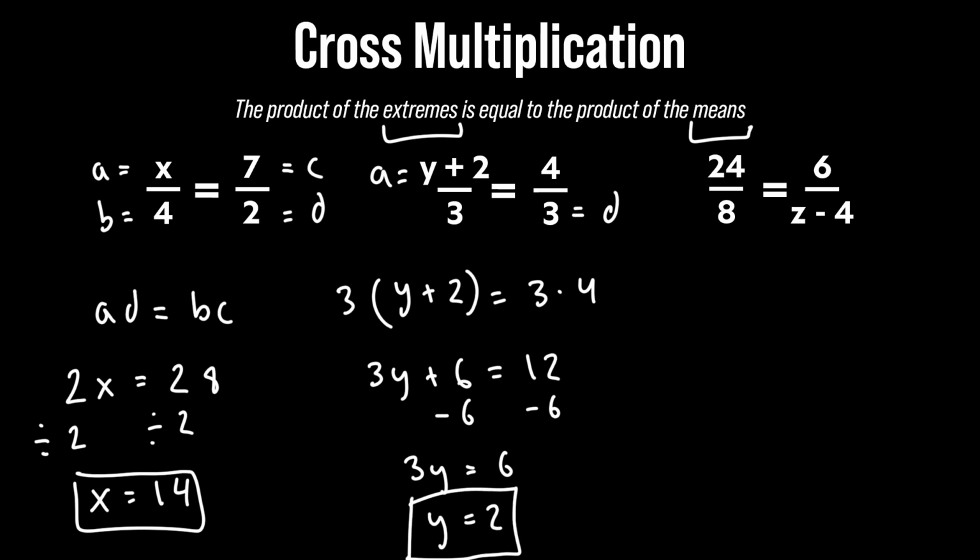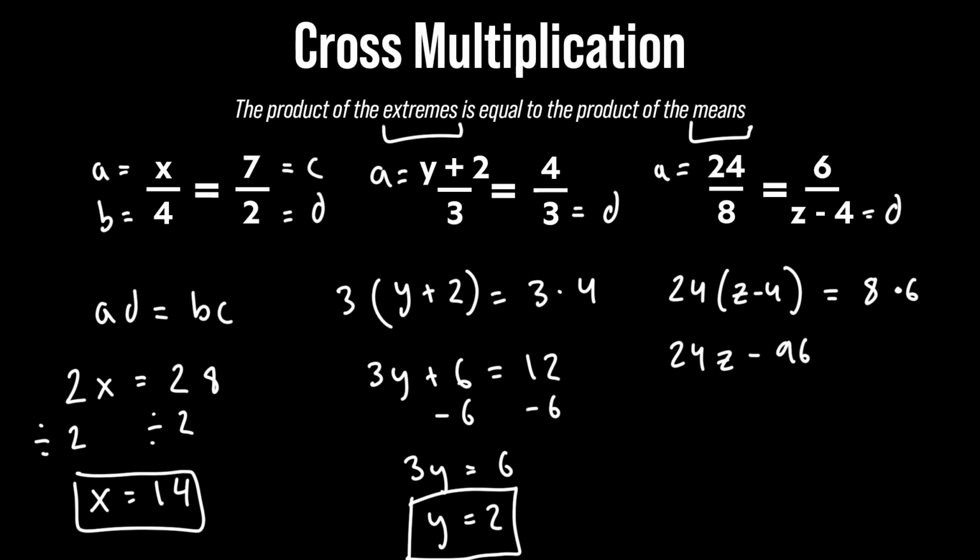Lastly, we have 24 over 8 is equal to 6 over z minus 4. Let's do the same thing. This time A is 24 and D is equal to z minus 4. So we're going to have 24 times z minus 4 is equal to 8 times 6. So we get 24z minus 24 times 4, which is 96, and 8 times 6 is 48.